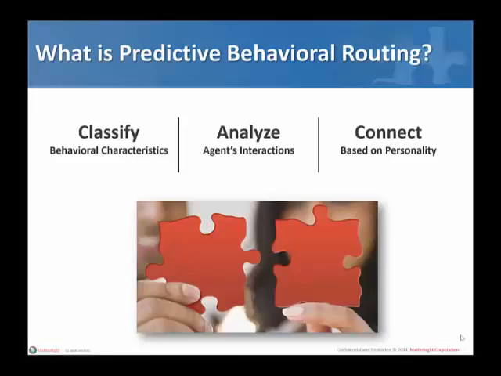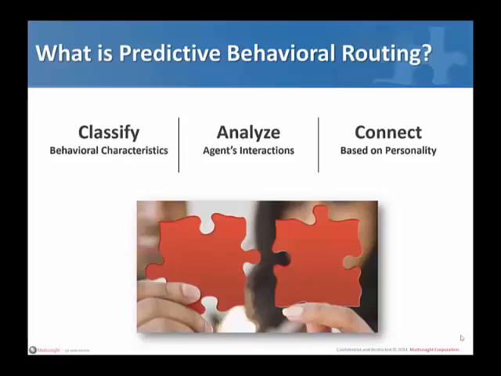Well, let's get started on what is predictive behavior routing. The concept of what we do is very simple. What we're going to do is classify the caller or your customer's behavior characteristics. In other words, what's their personality and how do they want to be communicated to? Then we analyze the agent on how they deal with the different personality styles. Then we take advantage of the natural pairing and connect the caller to the agent who best handles their particular personality style.